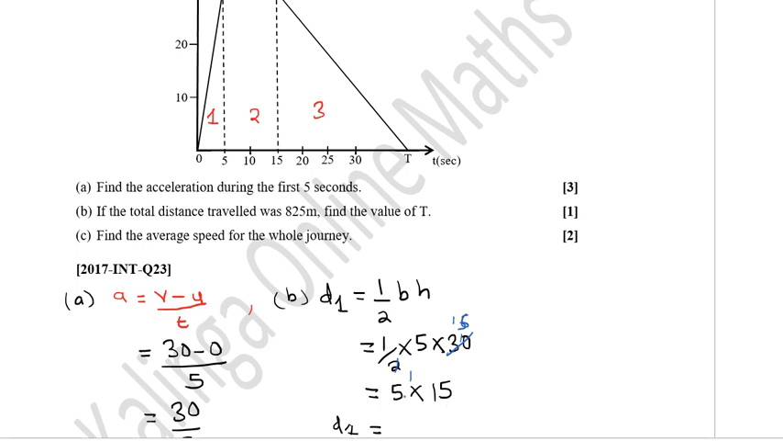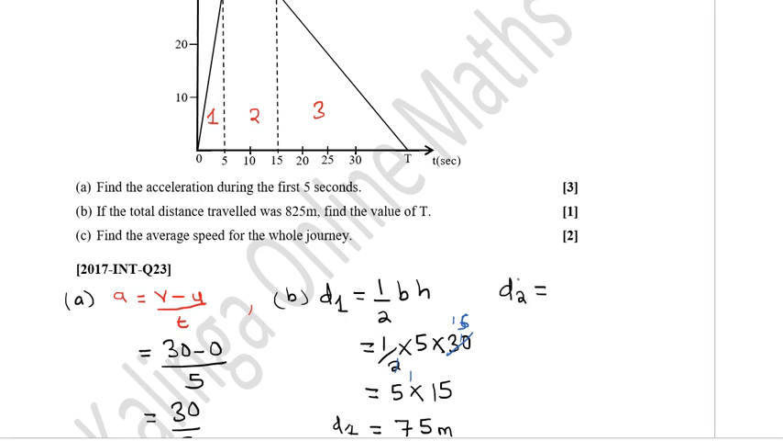Okay, so 5 times 5, it will be 25. You carry 2. 5 times 1, it will be 5 plus 2, 7. So 5 times 15, it's 75. Now the units are in meters, so we can write 75 meters. This is not the total distance. This is just the distance for this region represented by 1. So now I'll move on to D2.